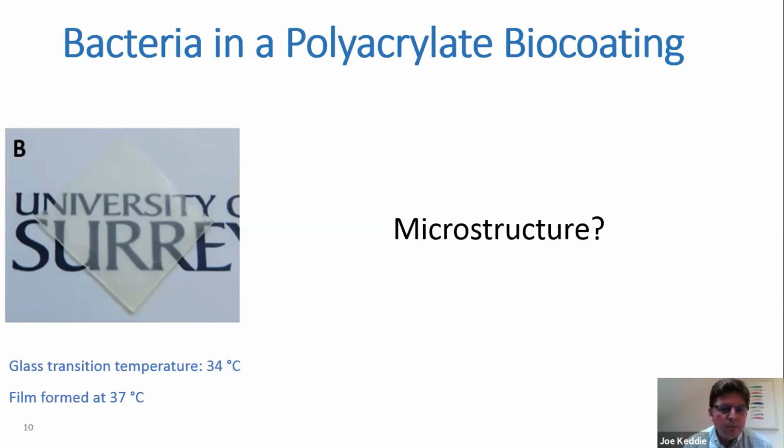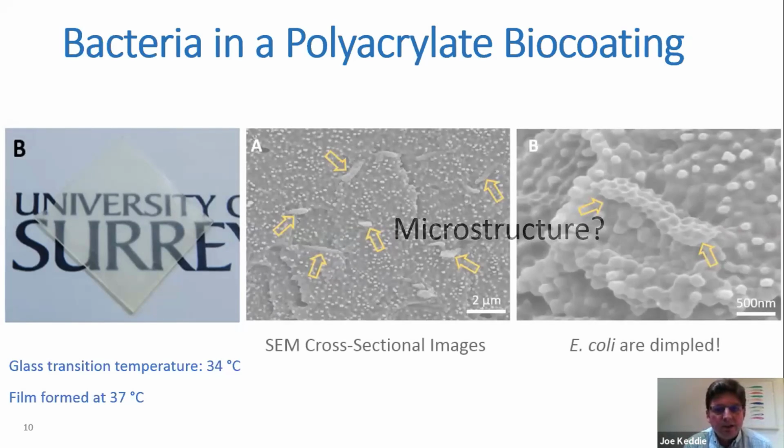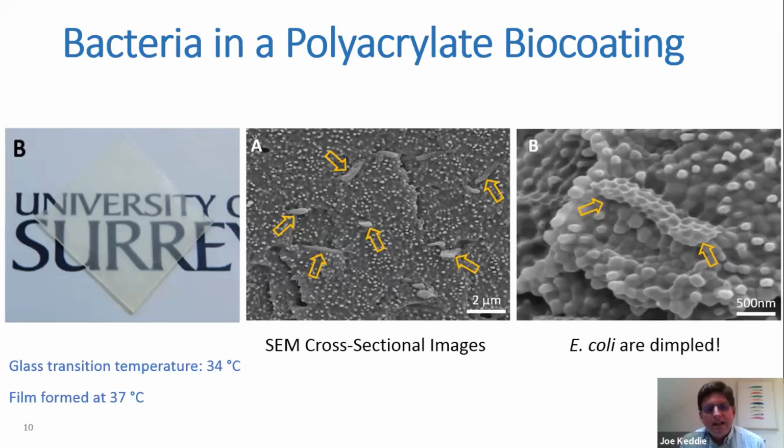So that's looking at the macro scale. What about the microstructure? If you look in an SEM at a cross section, you can see where all the arrows are pointing. You can see there are cells that are essentially encapsulated in one of these latex films.